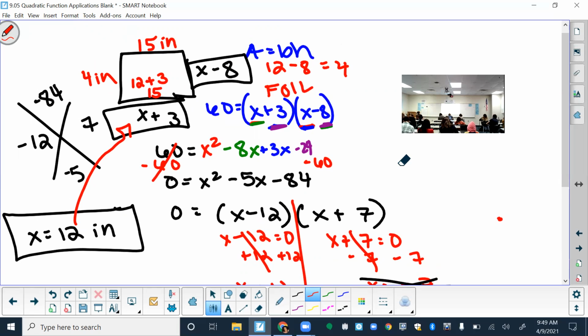All right, so what I'm saying is just pay close attention to what it is asking you. Don't just say, oh, x is 12 if it's asking for something different, like the width or the length. All right, makes sense? Any questions?